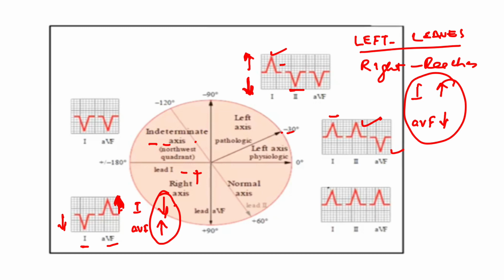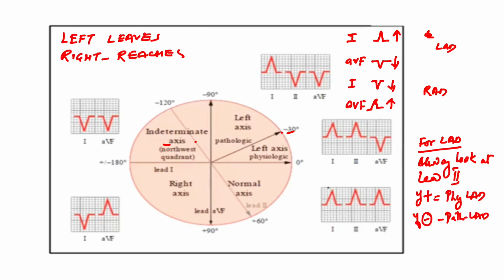If their vectors are moving towards each other, meaning reaching each other, we call it a right axis deviation. So for axis calculation, once again I will tell you to remember this mnemonic: left leaves and right reaches. We see lead 1 and AVF.